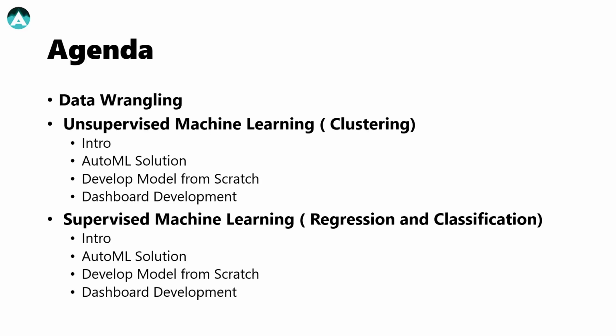So here's the agenda. We're going to do a little bit of data wrangling where you can review some Python. So if you're new to Python, this will be very helpful. We're going to do an unsupervised machine learning model. So that's going to follow the same process of looking at an intro, AutoML solutions, developing a model from scratch, and dashboard development. Then we'll go into supervised machine learning models where we're going to dive into regression and classification. So you're going to have two sections there. And the same, we'll go through an intro, AutoML solutions, develop a model from scratch, and dashboard development.